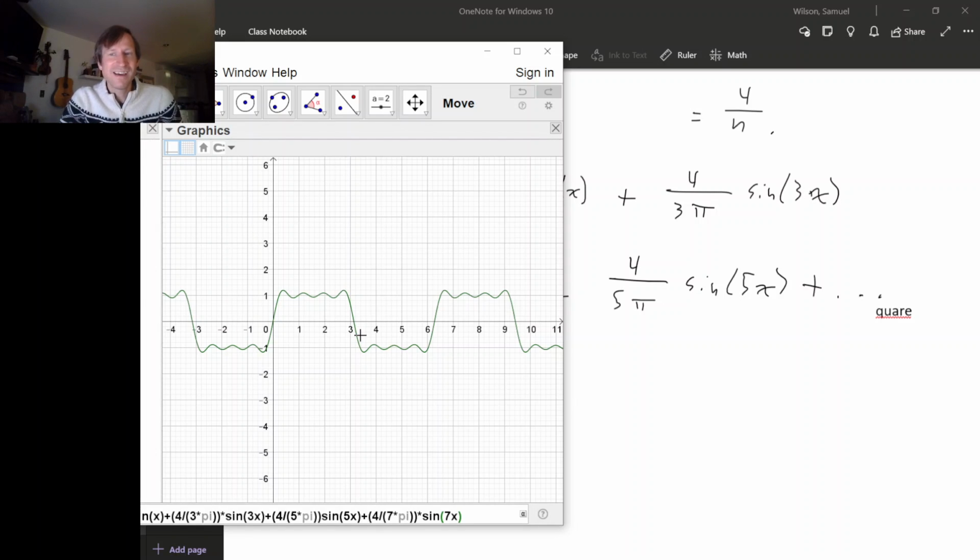So you can see if we added all of the terms in this Fourier series out to infinity, all of the odd terms for sine out to infinity, the function that we get would approach closer and closer the square wave that we started with. So it's in this way that the Fourier series represents the original function.